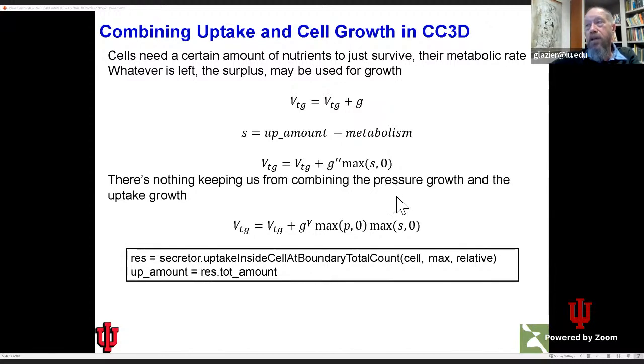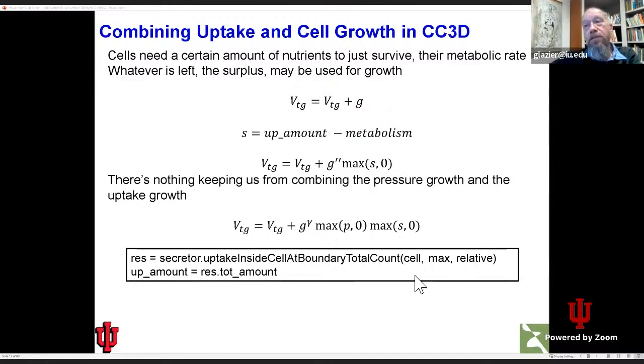And you could include something like pressure-limited growth, which we did a couple of weeks ago, in which case your growth rate would be a product of the pressure-limited growth, and the maximum and the uptake. So if we're going to do any of these things, we need to use that total count because we want to know how much of the nutrient we have available to us.